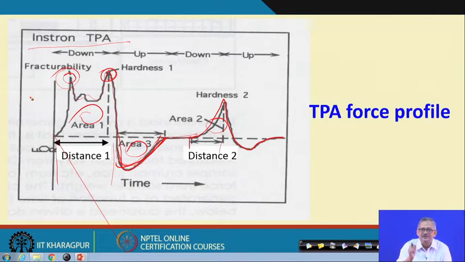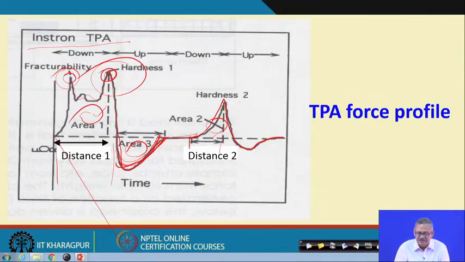The moment when the fracture comes in that typical product, that is the fracturability. How hard it is, in terms of hardness, how much pressure you have to put, that is the hardness. Then how much gumminess, chewiness there are, those things will be according to either the distance 1, distance 2, or the area under A1, A2 and A3. So, that we will discuss, right.